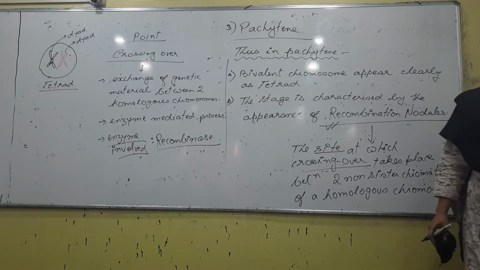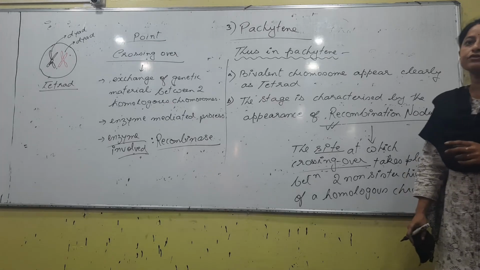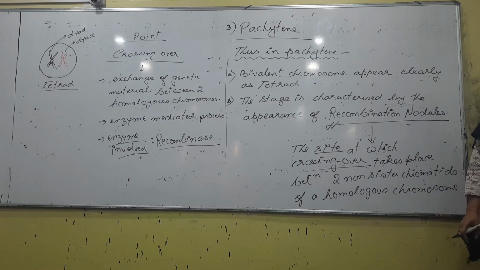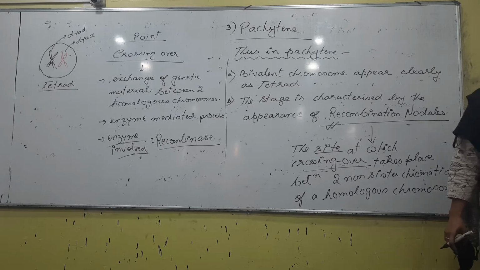Precisely tetrad, but instead of using tetrad, we just say homologous chromosome as a whole, between a tetrad it will happen. So what is crossing over? It is nothing but a process of exchange of genetic material, and obviously certain types of enzymes are involved.